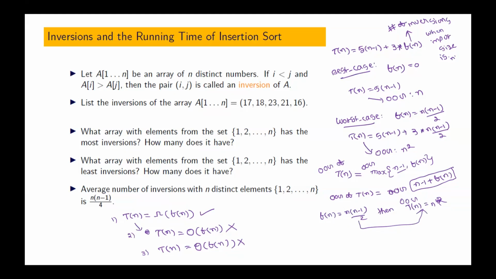The second and the third are both wrong. Is it clear to everyone? Second and third both are wrong. Is it clear to everyone? Yes, sir.